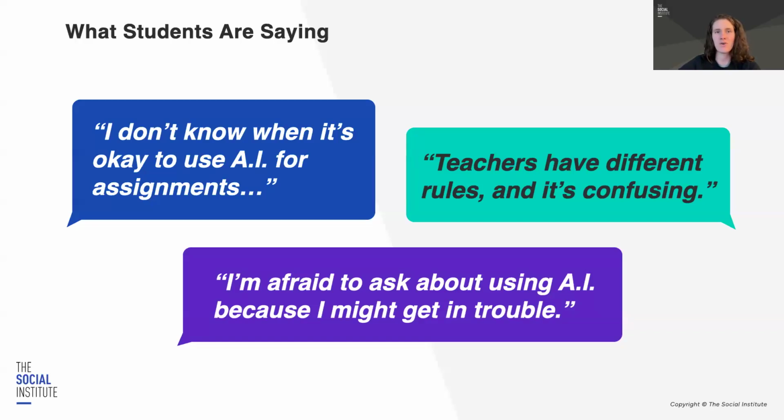Again, teachers having different rules. We hear about this with cell phone policies as well. What goes in one classroom might be different in another one, and that can lead to some confusion as well. And if you are giving assignments, are you clear about whether or not students can use AI? What's a circumstance that's okay? What is a circumstance that is not, right? So our students are confused.